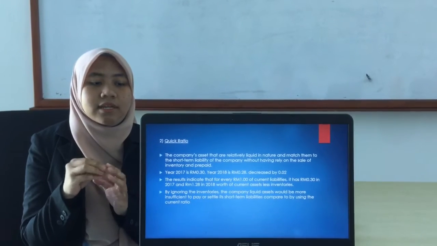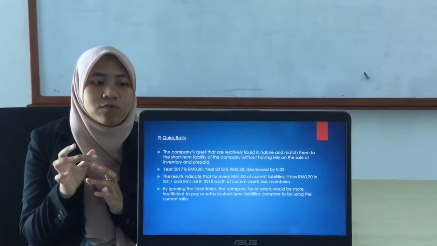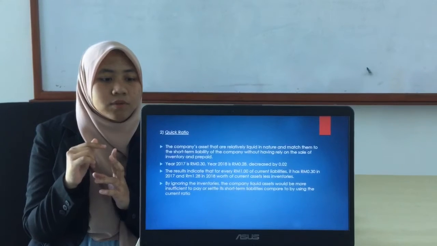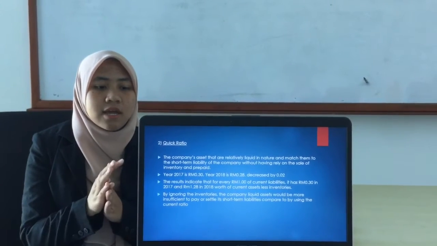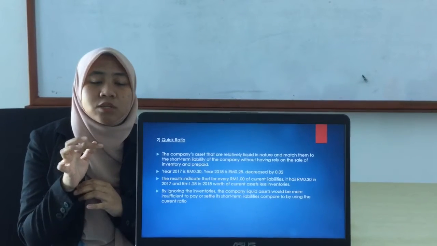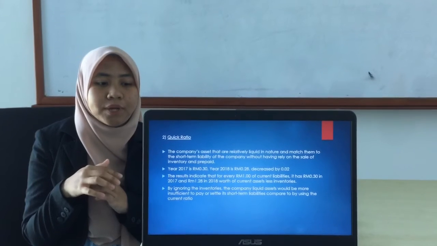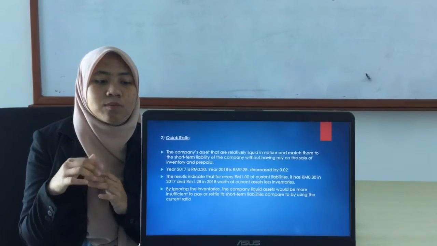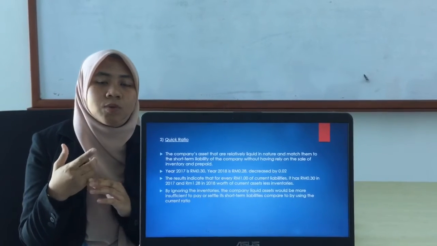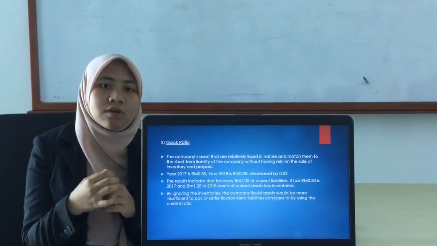The result indicates that for every RM1 of current liabilities, the company has 0.30 for the year 2017 and 0.28 in 2018, after deducting inventories. So it shows that by ignoring the inventories, the company's liquid assets are more insufficient to settle its short-term liabilities compared to using the current ratio. As the recommendation for Pharmaniaga, it is the same as for the current ratio. It must improve its sales to improve cash in hand and accounts receivable.